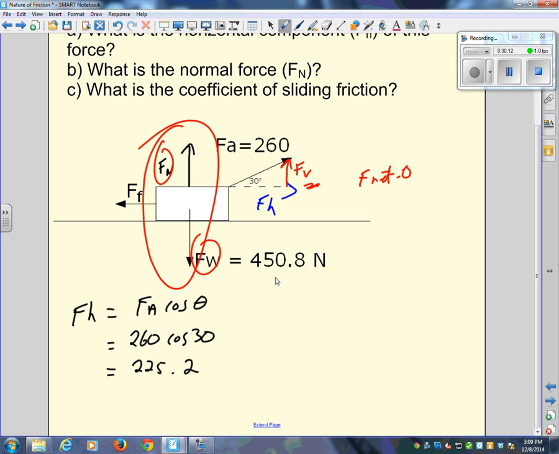The weight force is 450. Normally, the normal force would also be 450, right? But you're applying a little bit of upwards force, in a sense, sort of helping out the normal force. So the sum of these two is equal to this, right? Technically, it looks like this. Well, let's first of all find the vertical component. If the horizontal is FA cos theta, then the vertical component is going to be FA sine theta. New formula.